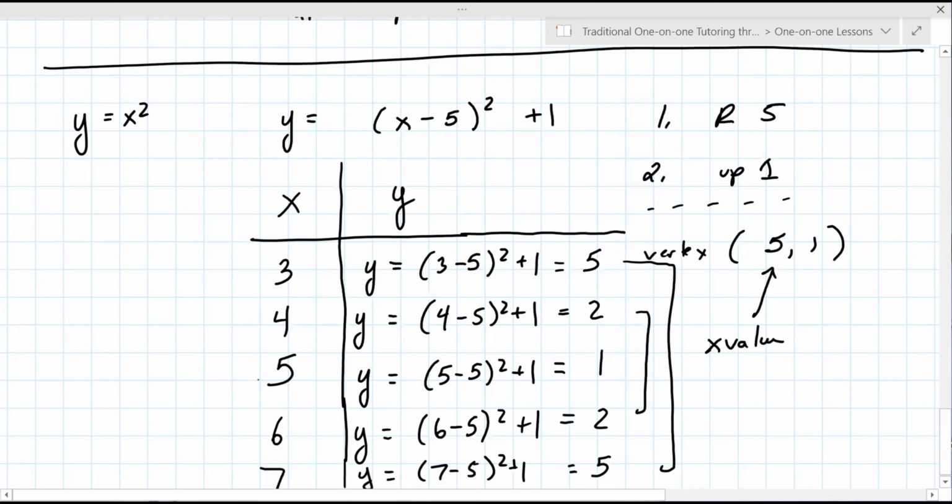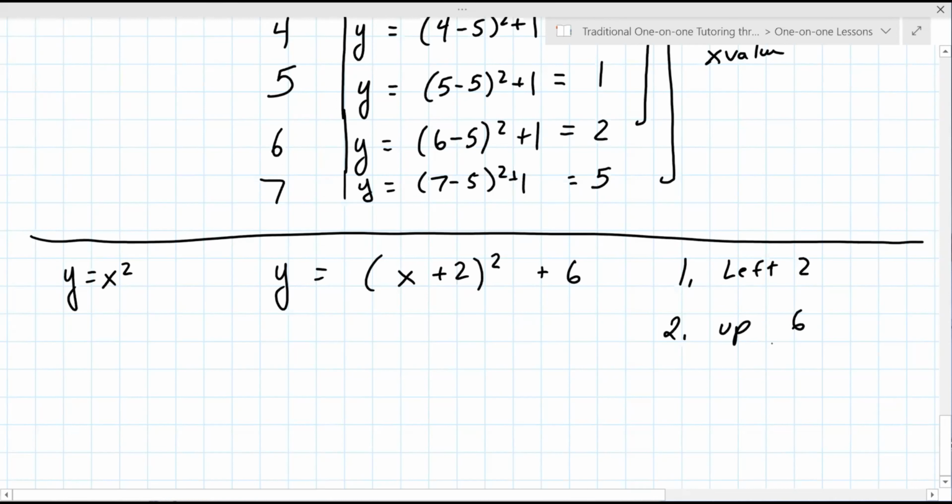So let's say I give you y equals parentheses x plus 2 squared plus 6. Give me the transformations. There's 2 transformations. What does the plus 2 do? It goes to the left 2 times. Left 2, and then the 6? It goes up 6 times. Up 6. So this actually tells you your vertex. Left 2 and up 6 is -2, comma 6.